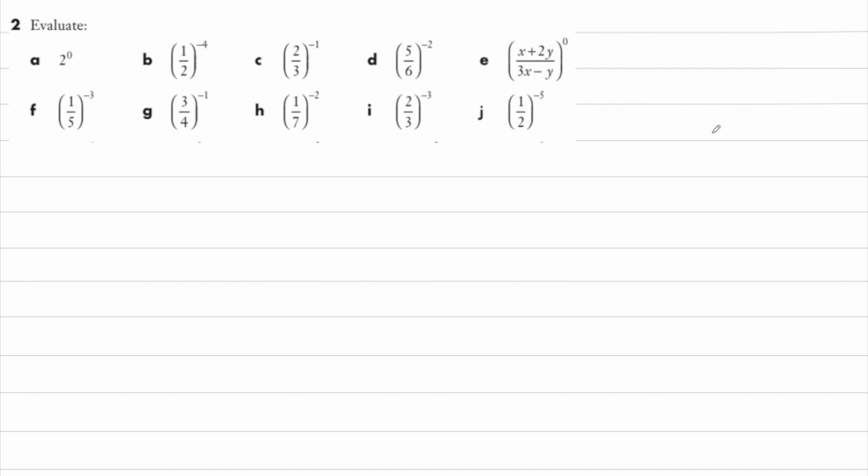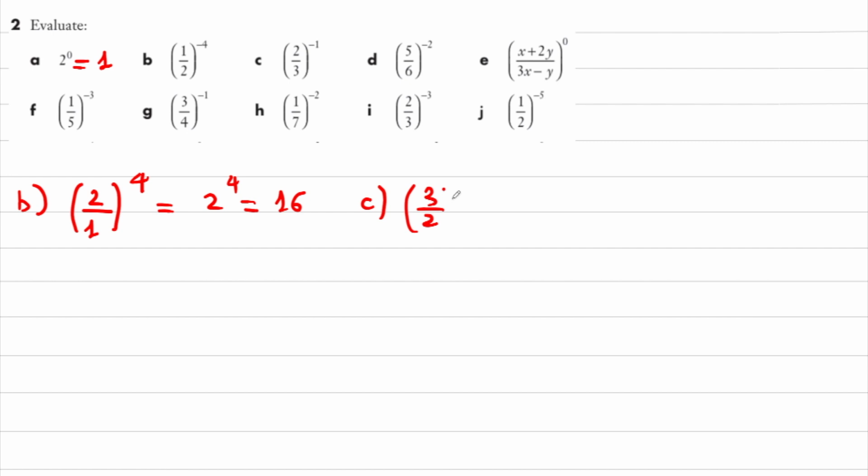You got 10 questions. The first question is very easy because you got the power number of 0, so equal to 1. About the next one, question B, you have to understand about the reciprocal. So I will change from negative 4 to 4. It means I have to take the reciprocal of the fraction inside the bracket. 2 to the power of 4 is 16. Question C, reciprocal and change from negative to positive.